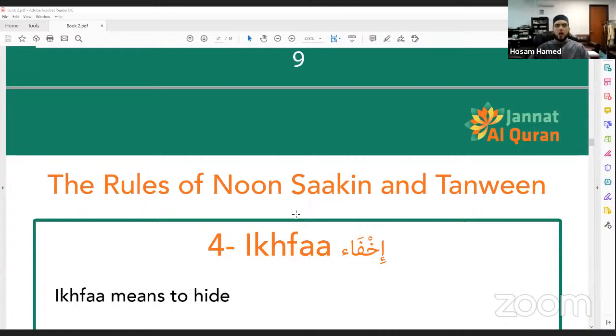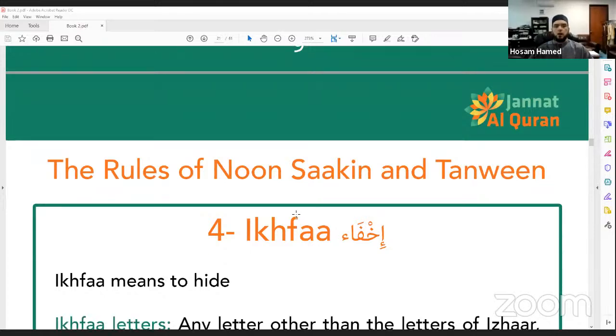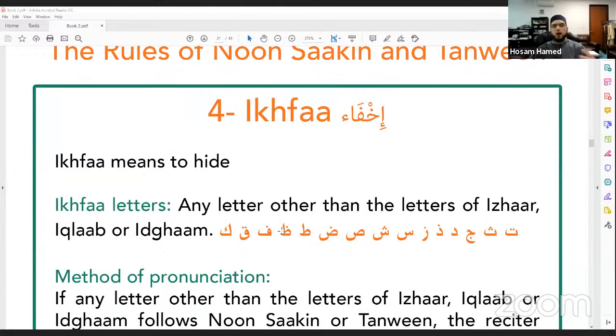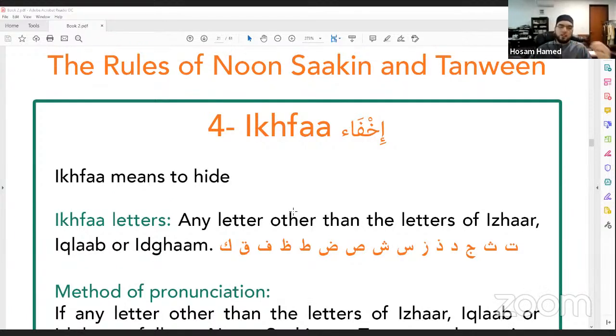And today, inshallah, we are talking about the last rule, the fourth rule of al-noon al-sakina and al-tanween, which is al-ikhfa. You see on the screen, the fourth rule is al-ikhfa. Ikhfa means to hide something, and the meaning here is to hide the sound of noon. We don't pronounce noon, we don't merge noon in the following letter, and we don't change the sound of noon to meem like we have in iqlab. Here we hide the sound of a noon sakina or a tanween.